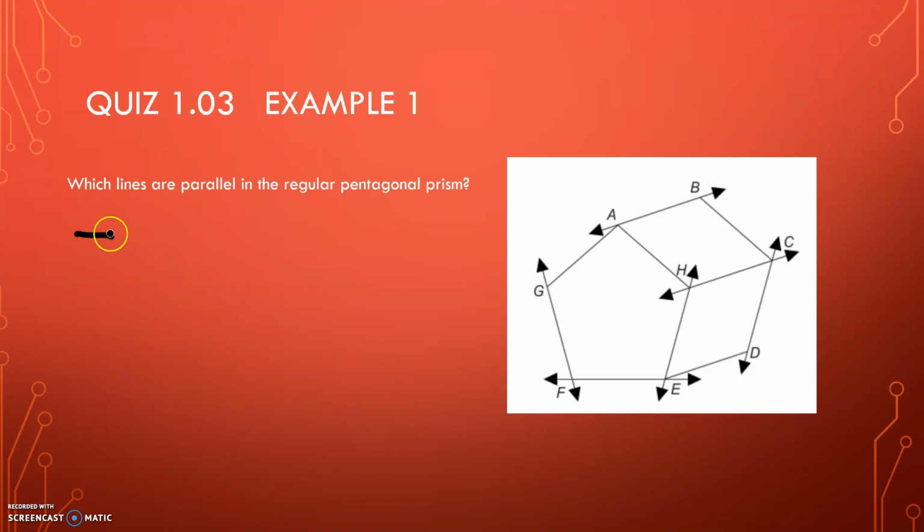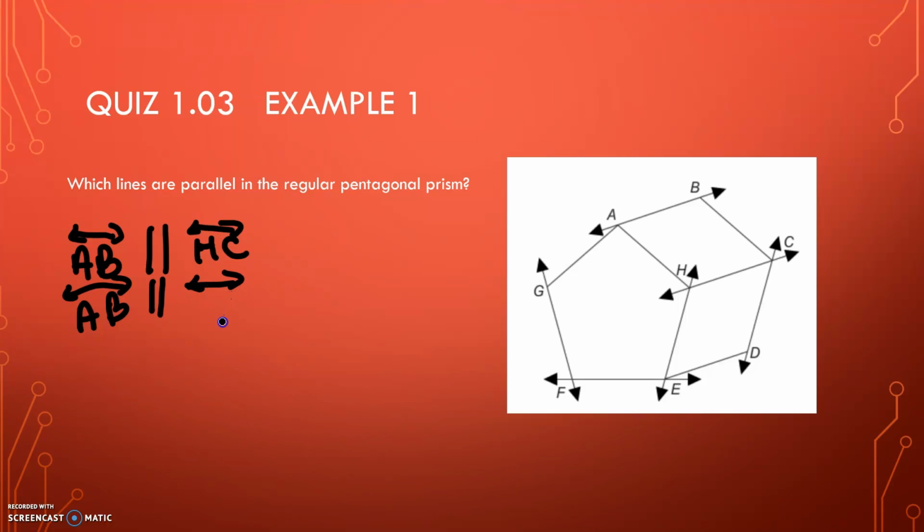So let's start with line AB. It is parallel with line HC. It is also, AB is parallel with line ED. I don't see any more. That's those three lines. We're going to do those.